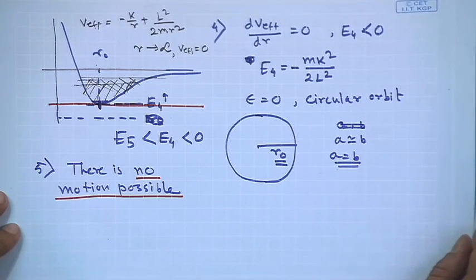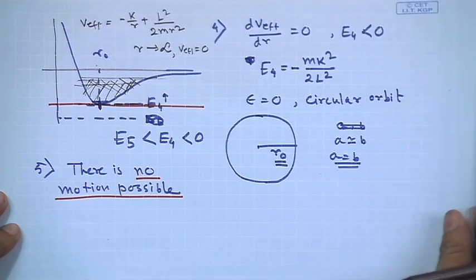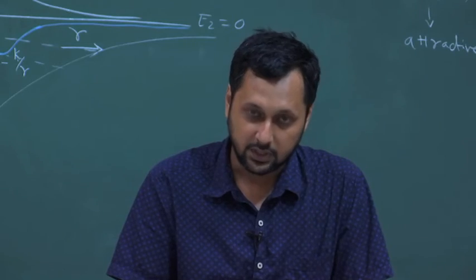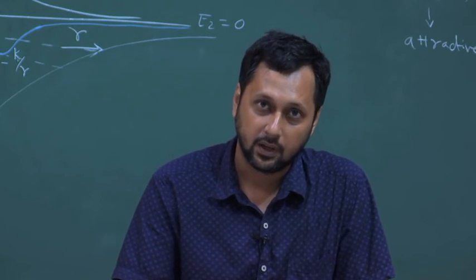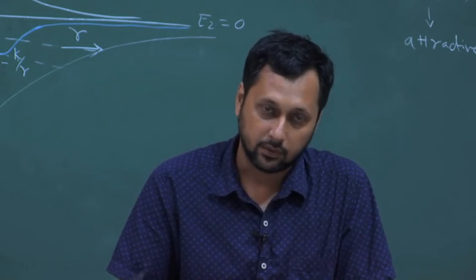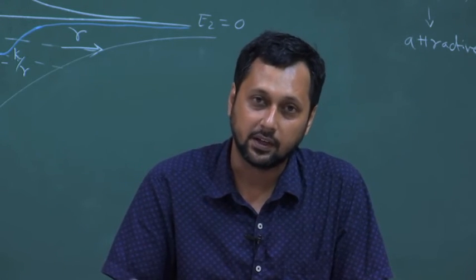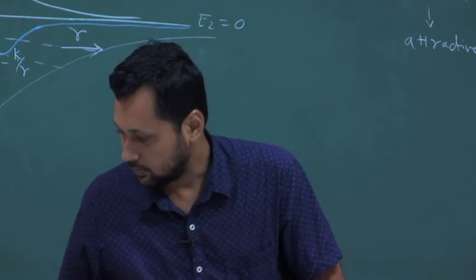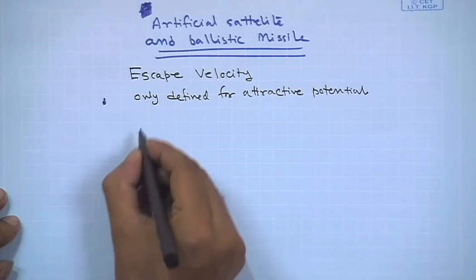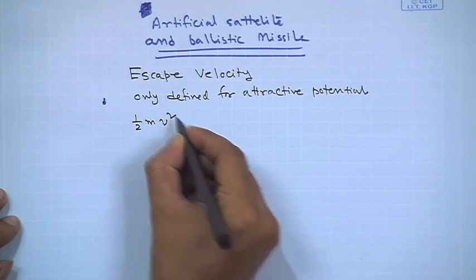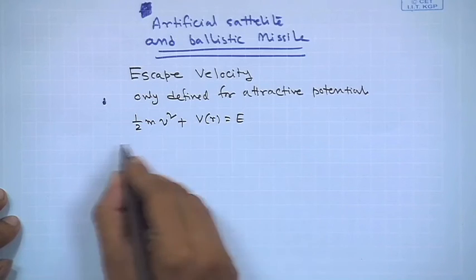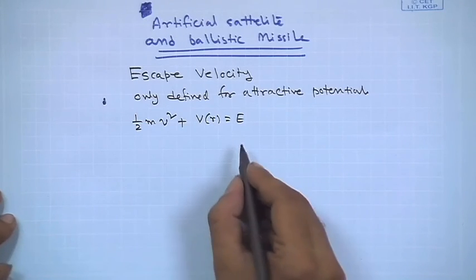So, for an inverse square force field, especially one which extends all the way to infinity, escape velocity is the minimum velocity requirement which will take an object to infinity. Now, if it is the minimum energy which will take it to infinity, that means at infinity it will have 0 velocity. So, we can write an equation from the conservation of energy, half m v square plus V of r is equal to E. That is a general equation for any motion in an attractive force field.